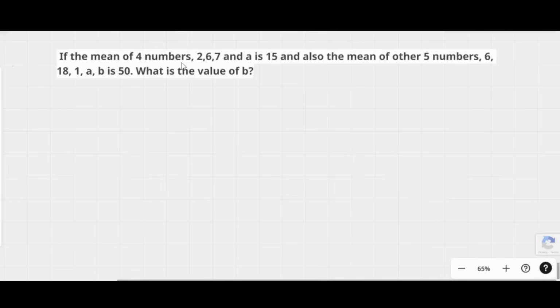Because the mean of 4 numbers 2, 6, 7 and A is 15. So for the numbers 2, 6, 7, A, the mean is 15. Also, on the other hand, they give 5 numbers. Those are 6, 18, 1, A, B, and the mean for this is 50. Done. So what is our formula? X bar equals sigma Fi by sigma Fi.